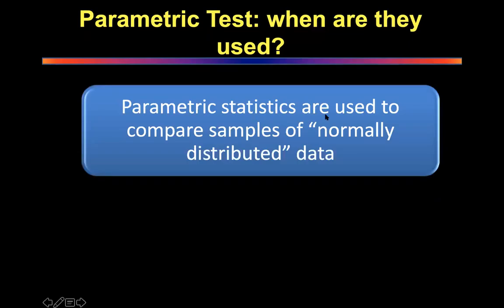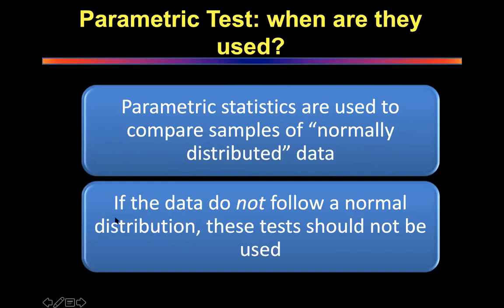Parametric tests are used when the data is normally distributed. Very important. So if you want to compare group A versus group B, the distribution has to be normal. Only then can you use a parametric test. If the distribution is skewed in any of that group, you cannot use a parametric test. So if it does not follow a normal distribution, these tests cannot be used.